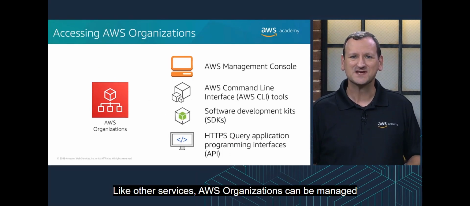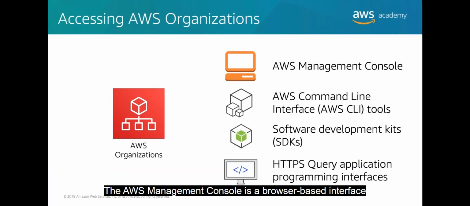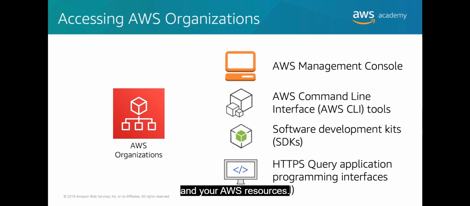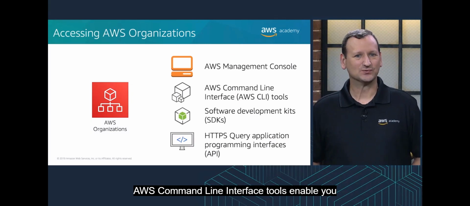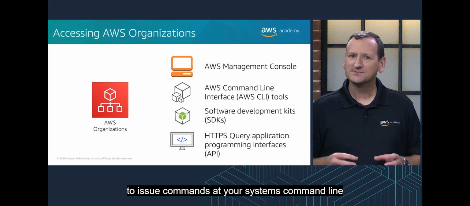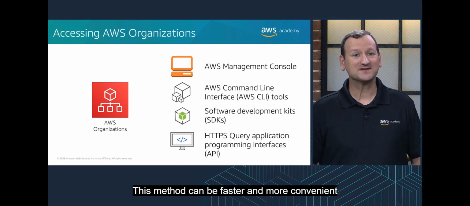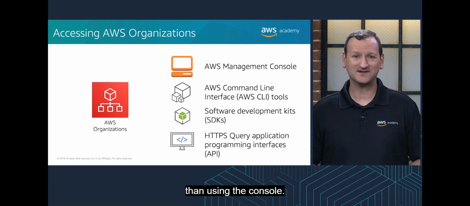Like other services, AWS Organizations can be managed through different interfaces. The AWS Management Console is a browser-based interface that you can use to manage your organization and your AWS resources. You can perform any task in your organization by using the console. AWS command line interface tools enable you to issue commands at your system's command line to perform AWS Organizations tasks. This method can be faster and more convenient than using the console.